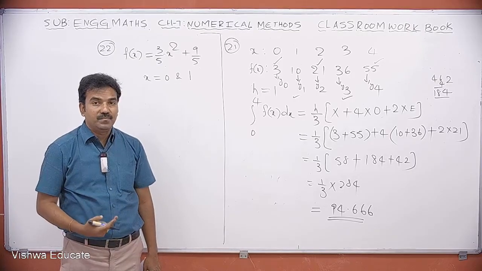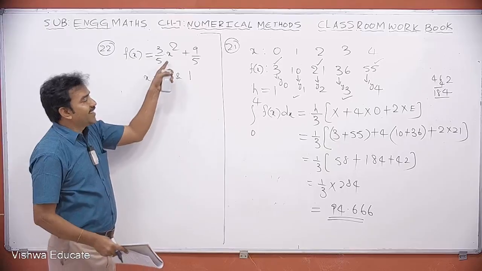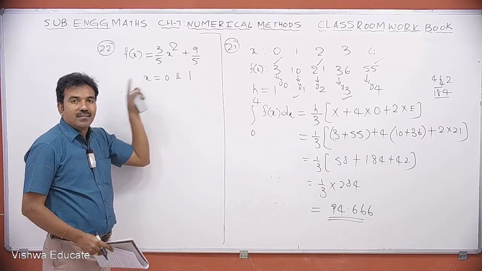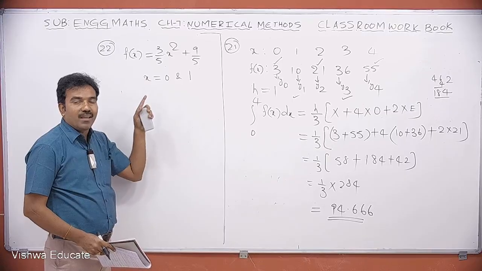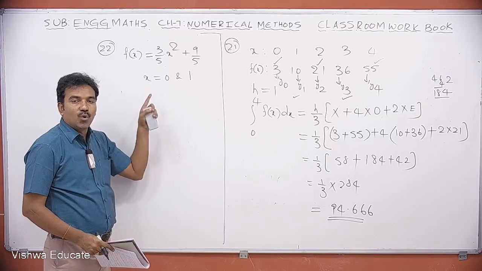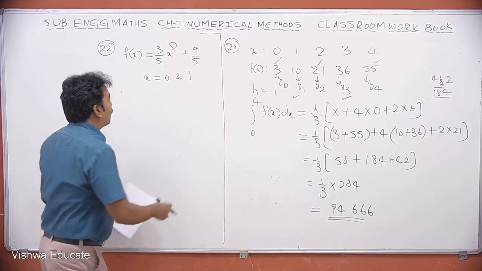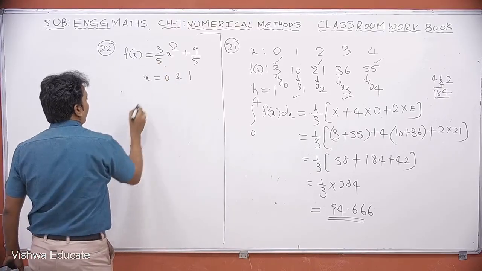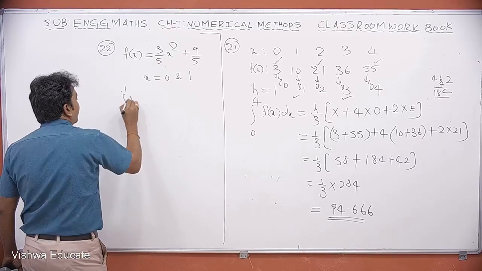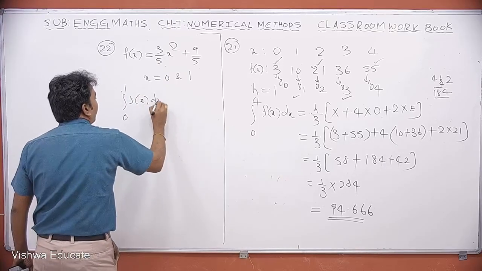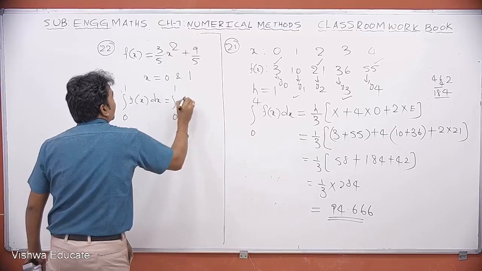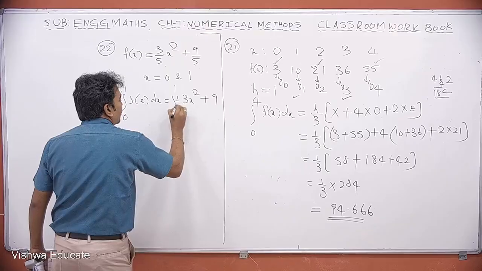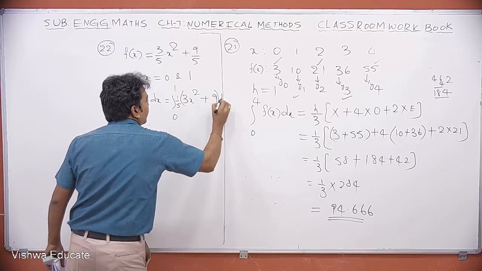It is 2. But when you look at the integrand function, it is a second degree polynomial expression. We know that for all second degree polynomial expressions, Simpson's one-third rule gives 0 error. Therefore, instead of using Simpson's one-third rule, you can go for the direct value. So the integral 0 to 1 of f of x dx is the integral 0 to 1 of 3x square plus 9, into 1 by 5, dx.